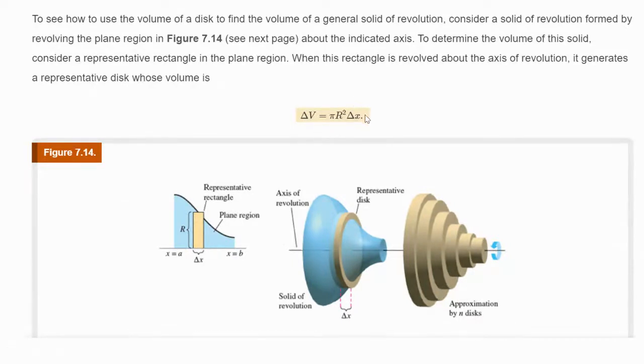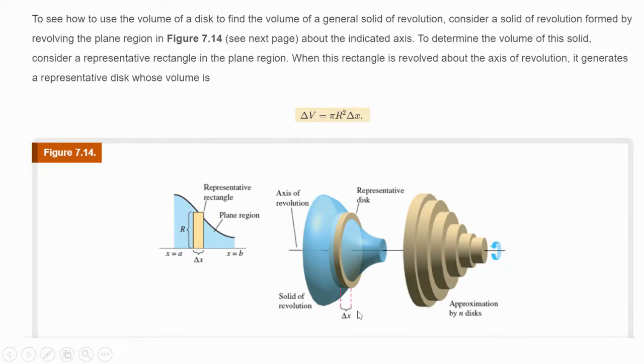And so this is pi, capital R squared. Now, R squared does depend on x, and then it is times delta x. Please realize that the change in volume is going to be pi, which doesn't have any dimensions, times R squared, which has dimensions like meter squared, and delta x, which has dimensions of meter.